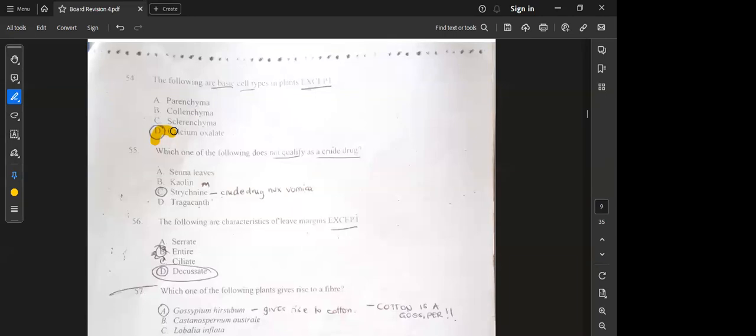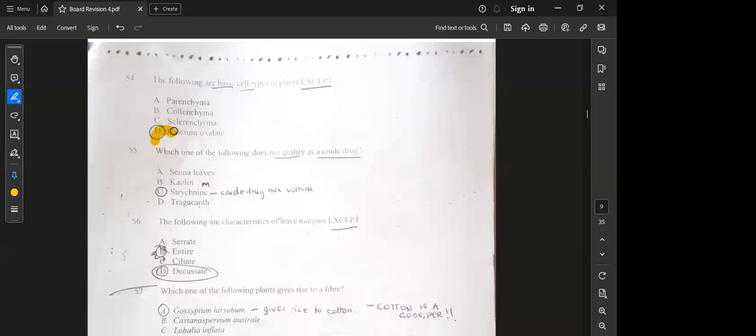Strychnine is not a crude drug. Black Panther said that she can. It's even toxic. It's a toxic alkaloid, if I remember well, when you were discussing alkaloids. Yeah, it's been used as a poison. So number 55, C.